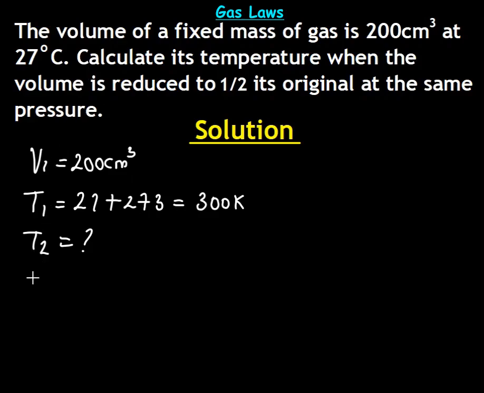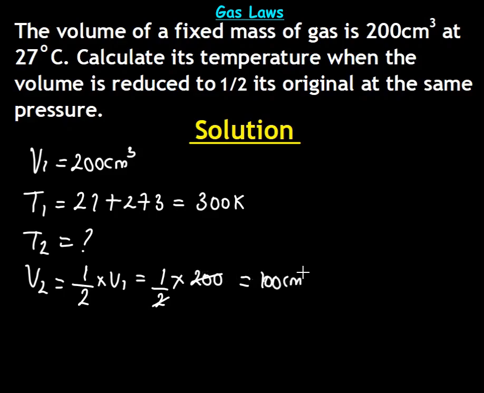When the second volume, V2, is reduced to half its original. The original initially was V1, right? So half times V1, and V1 is 200 centimeter cube, so half times 200. So 200 divided by 2, you have 100. So V2 is 100 centimeter cube.